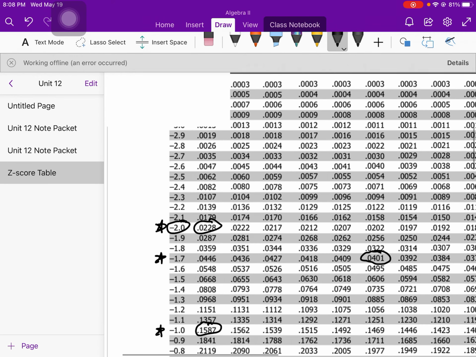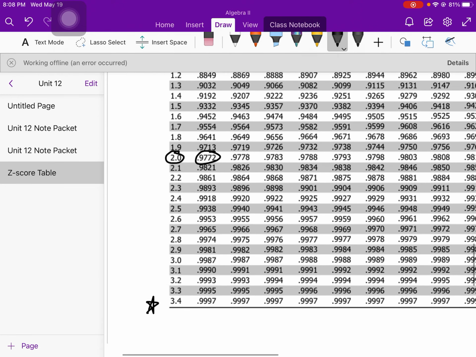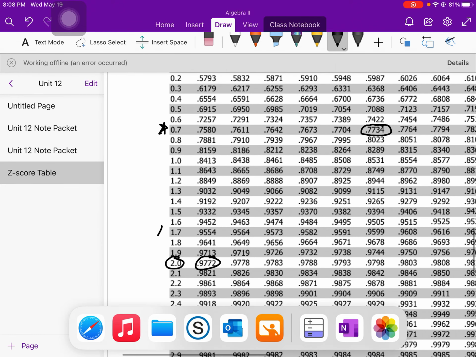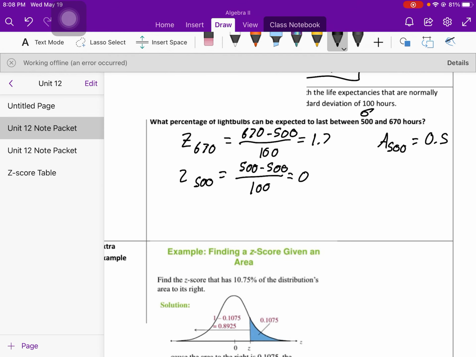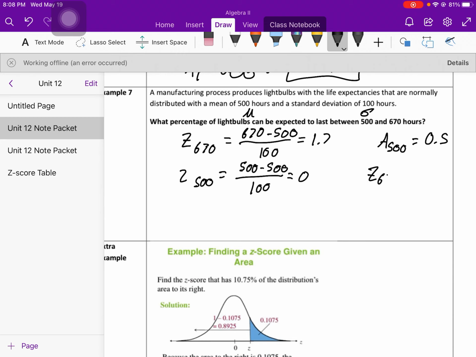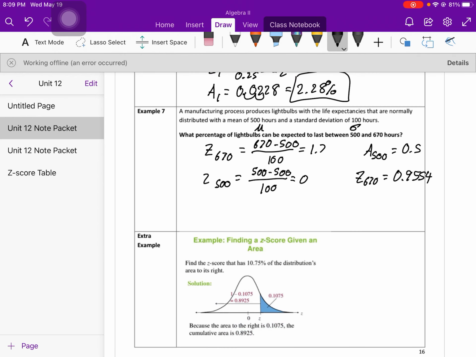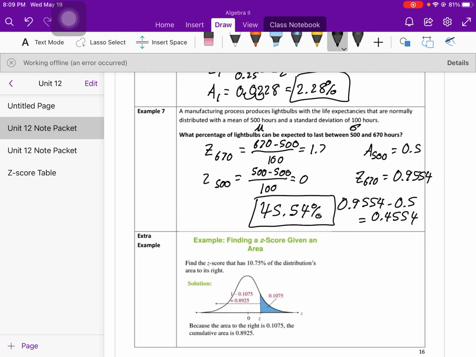And then we got to find a of 1.7 here. So positive 1.7 is, here's 1.7. And it's just the first number, so that's 0.9554. So z of 670 is 0.9554. So this is the one where it's in between, so we're going to subtract those. So take the bigger number, minus 0.5, and it ends up being 0.4554, which as a percentage is 45.54%.